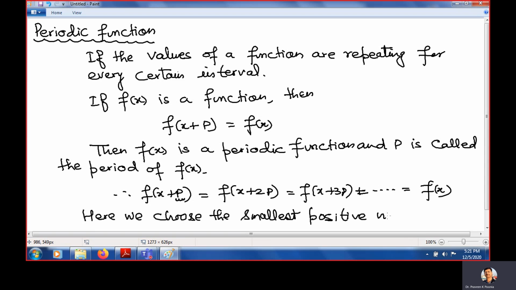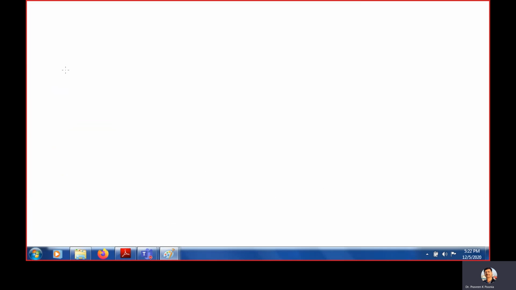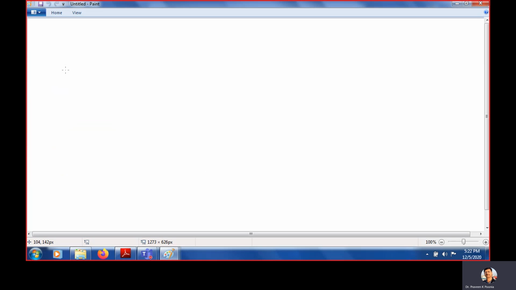We choose the smallest positive number. This is about the periodic function. Okay, so periodic function, if I tell you, that we will learn in graph of sin x. How to draw the graph of sin x?